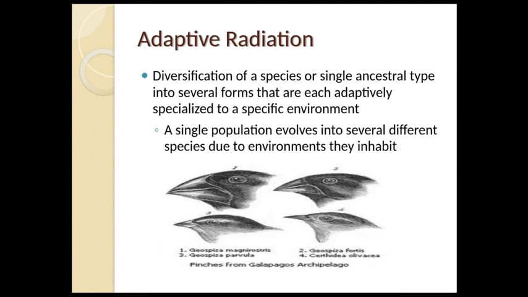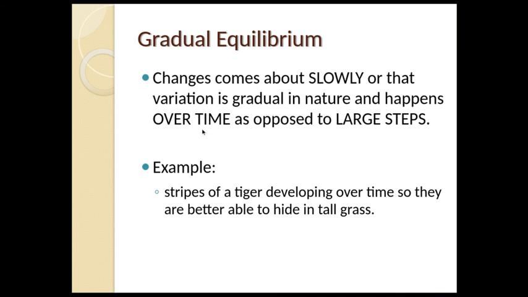And then we have adaptive radiation. This is when one species evolves into several different ones, blooming out. This is like divergent evolution on steroids. So it's one single population evolving into several different ones due to environmental habitats. The beaks of the finches on the Galapagos Islands are a great example.